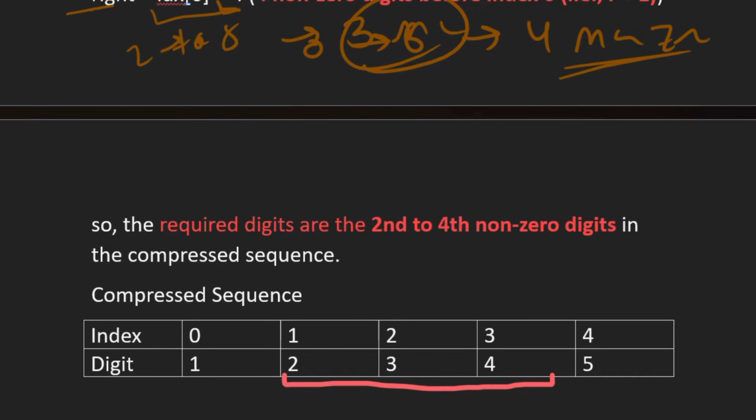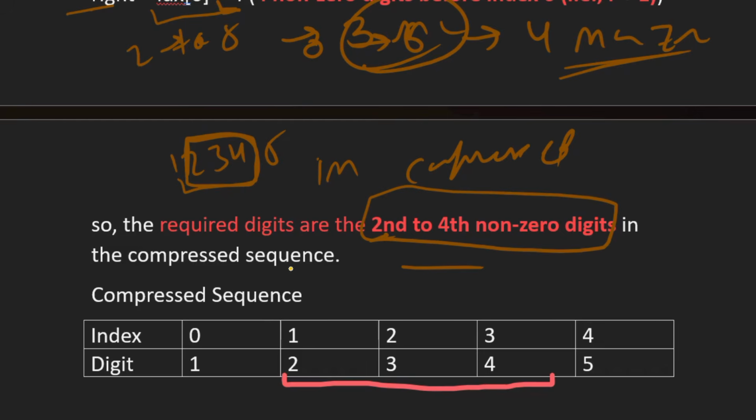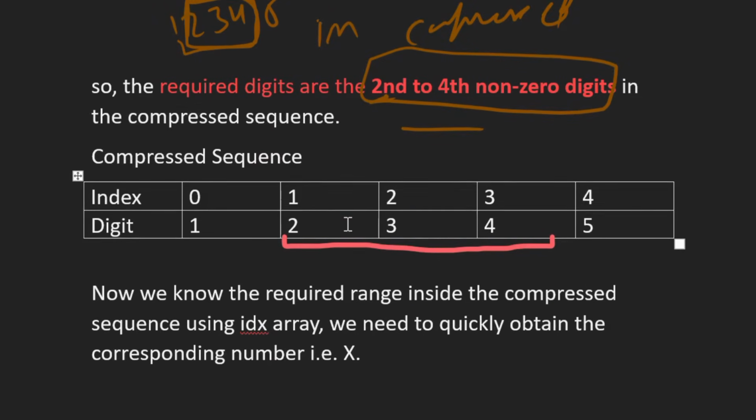So the required digits in the compressed sequence are from position 2 to 4. Our compressed sequence is 1 2 3 4 5, so we get 2 3 4 from position 2 to 4. As we know our compressed sequence is 1 2 3 4 and 5, so the digits that we get are 2 to 4. So these are the digits.